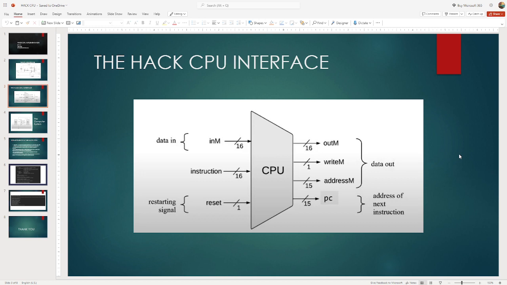There are three inputs coming into the CPU from different sources in the computer: the instruction memory and the data memory. These inputs are the instruction, inM, and reset. The instruction input is from the instruction memory, or the ROM, which is the value of the selected instruction memory register. This instruction can either be an A instruction or a C instruction. On the other hand, inM is the value of the currently selected data memory, the value that the CPU uses to perform its operation.